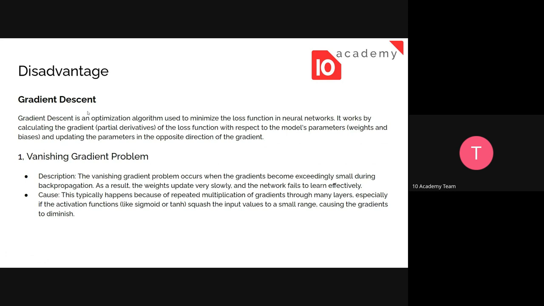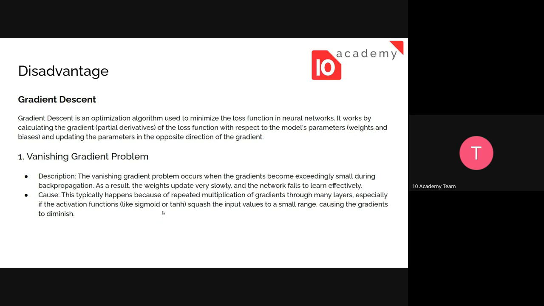So what is it about the gradient descent? Let's see. There are two problems, the vanishing gradient problem and the exploding gradient problem. The vanishing part occurs when the gradients become exceedingly small during backpropagation. As a result, the weights update very slowly and the network fails to learn effectively.